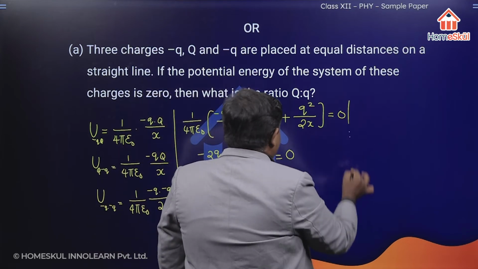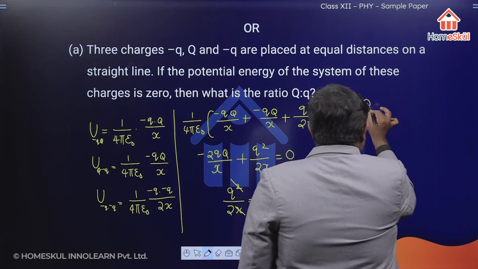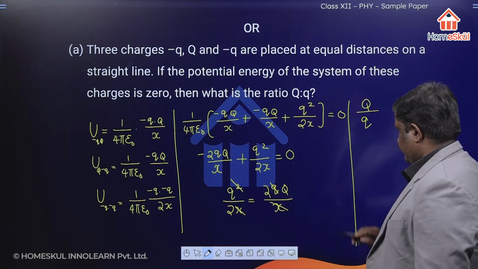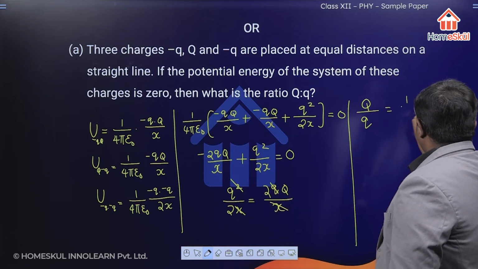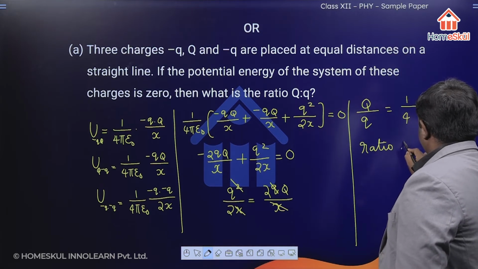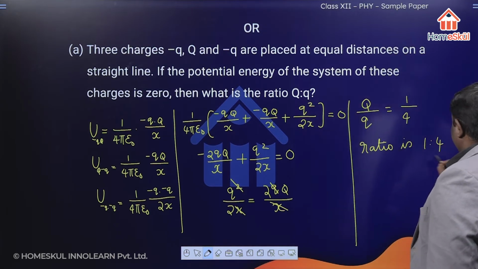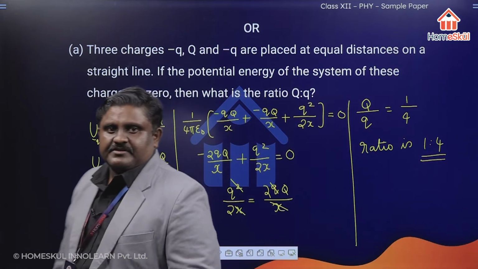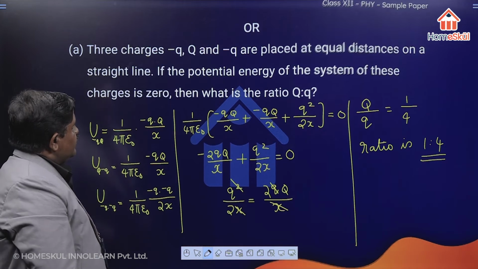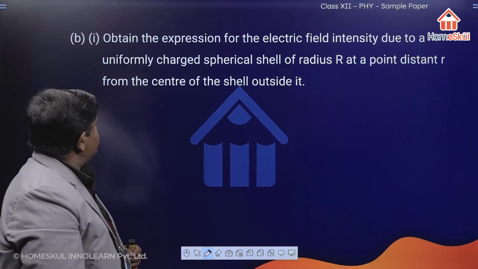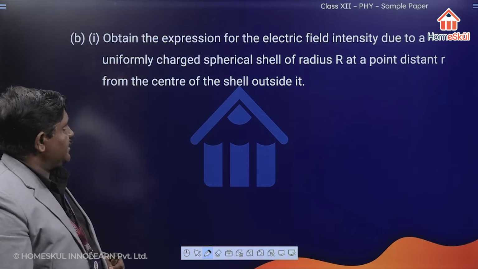Therefore, x and x get cancelled, one Q and one Q get cancelled. Now we have to find out the ratio Q by Q. This Q divided by Q is equal to 1 by 4. So the ratio is 1:4. So, this is the answer for the first question. Clear?